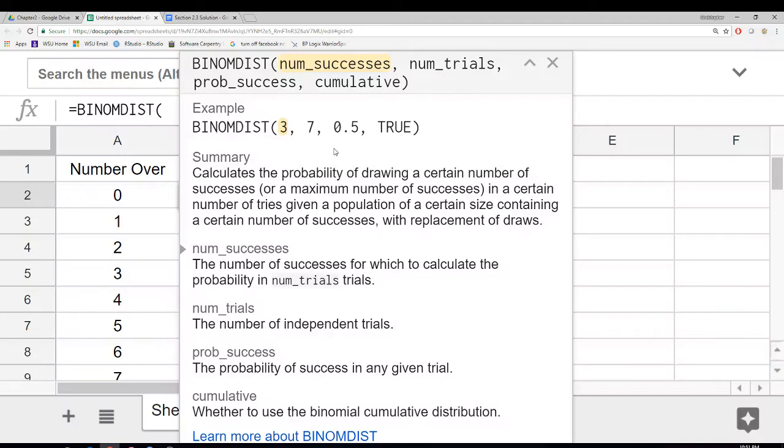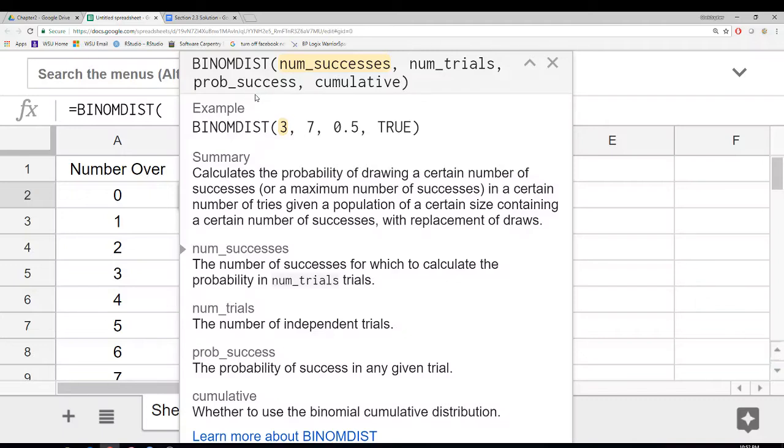The first is the number of successes. This is going to be either 0, 1, 2, 3, all the way through 14. The second argument is going to be the number of trials. For this particular example, there were 14 trials. The third argument is the probability of success, which is simply the probability of a success.